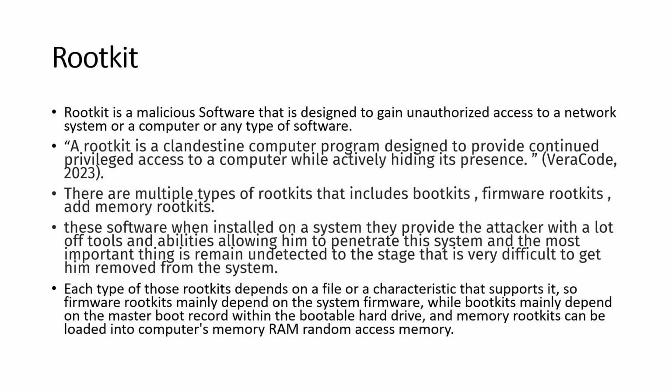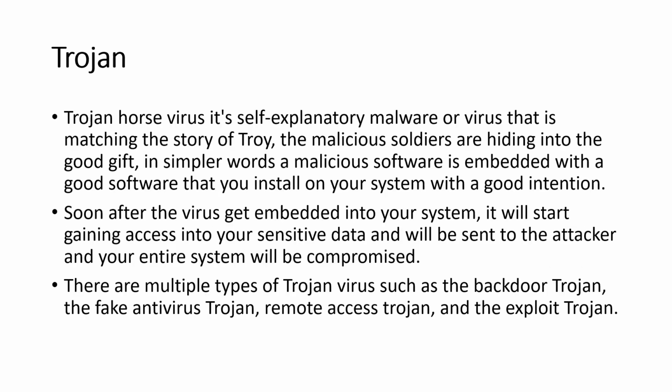Each type of rootkit depends on file characteristics that support it. Firmware rootkits mainly depend on the system firmware, while bootkits mainly depend on the master boot record or files within the bootable hard drive that have the OS, the operating system, on it. And memory rootkits can load into the computer's memory, the RAM, the random access memory.